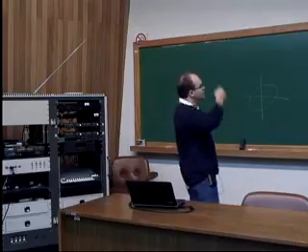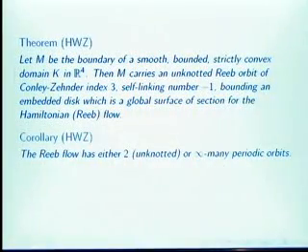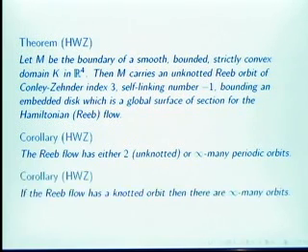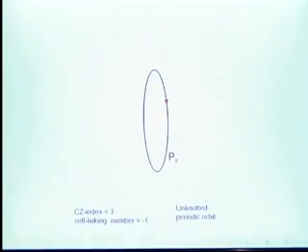So as a corollary, an important corollary, the Reeb flow has either two or infinitely many periodic orbits. I'll explain how this corollary follows. Another corollary: if the Reeb flow has a knotted orbit, then there are infinitely many orbits. Let me explain how these two corollaries follow, just quickly.